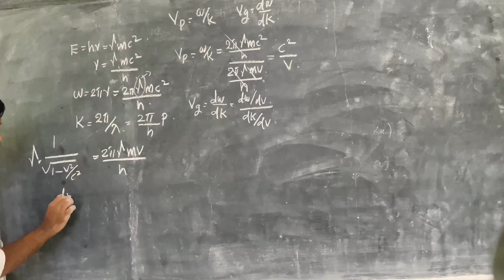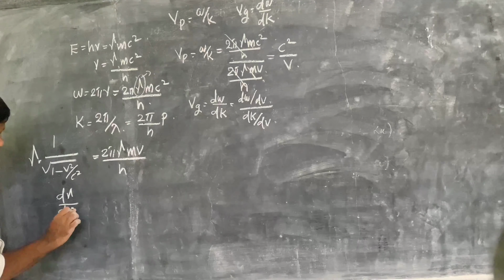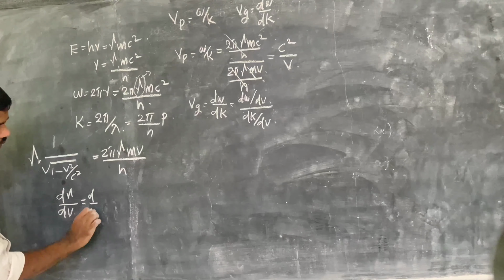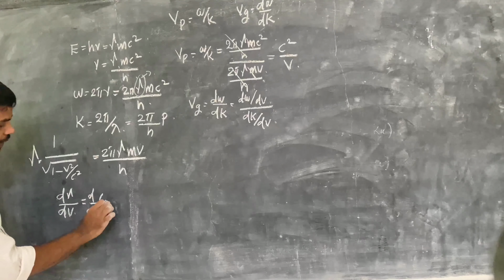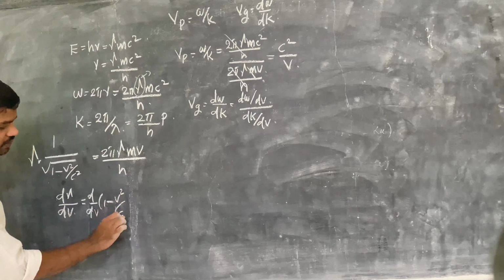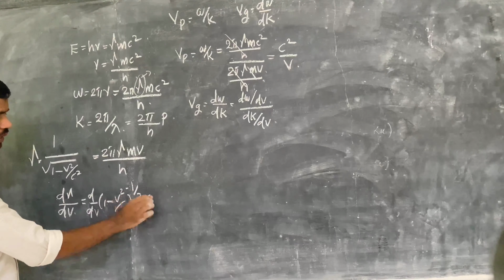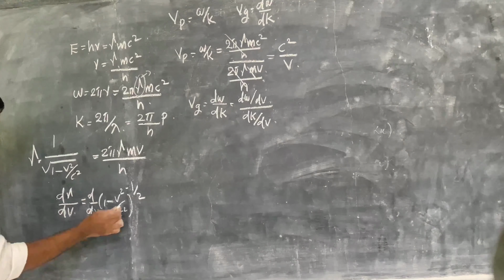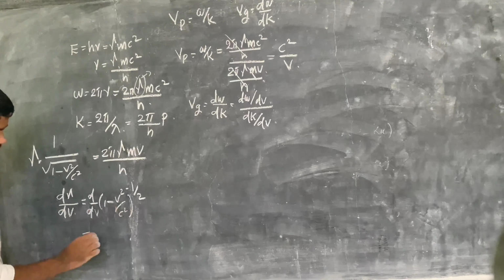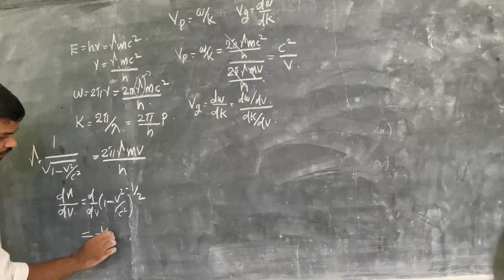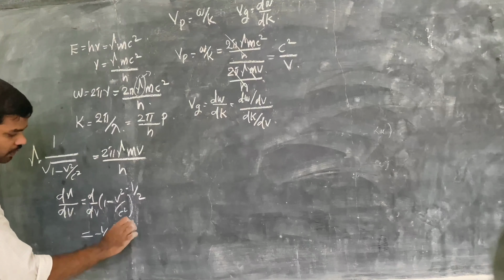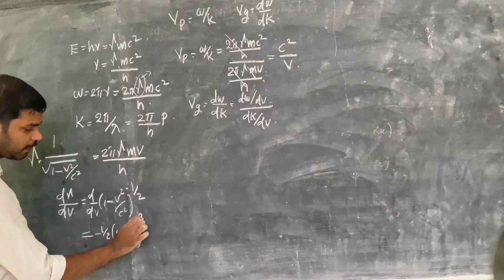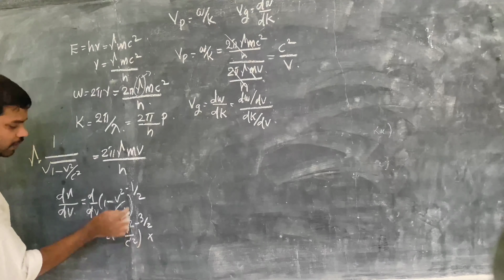So what is d gamma by dv? That is equal to d by dv of 1 minus v square by c square, the whole raised to minus 1 by 2. If you differentiate this, we get minus half into 1 minus v square by c square raised to minus half minus 1, that is minus 3 by 2, into the differential of this quantity.